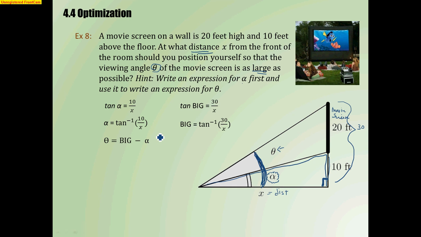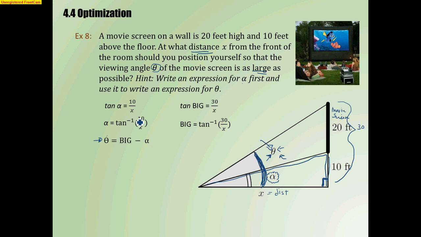The angle I do care about is simply the big angle minus alpha. True? Oops, sorry. So I have an equation for theta, which is the big angle, represented by inverse tangent of 30 over x, minus the little angle, represented by inverse tangent of 10 over x.